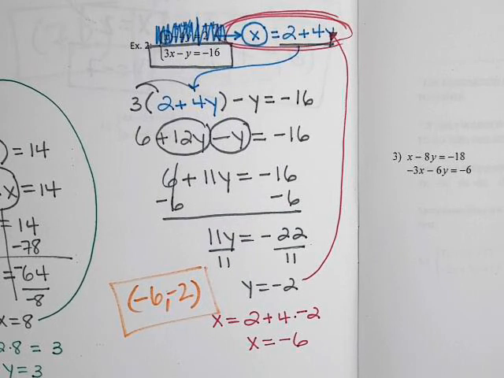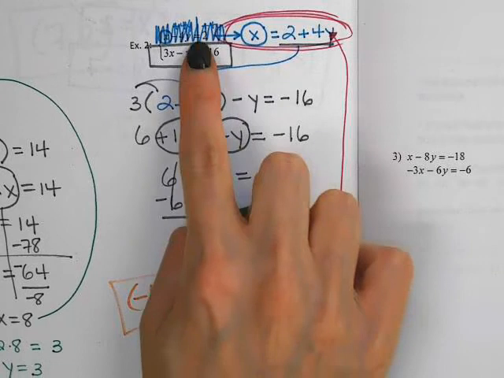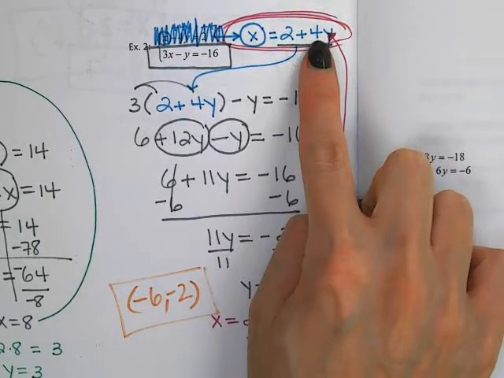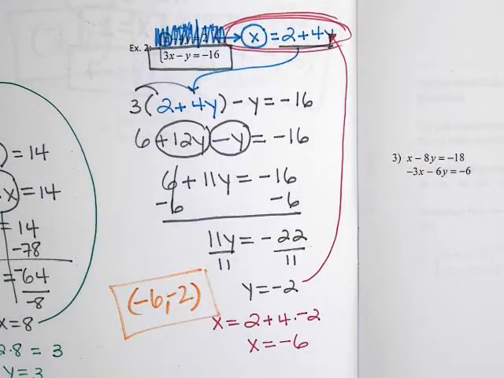Okay, so I hope you guys realize it really isn't that much different. It's just you have to get a variable alone first in order to sub it in to the other equation.